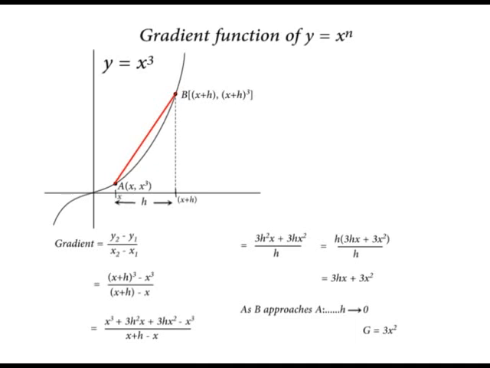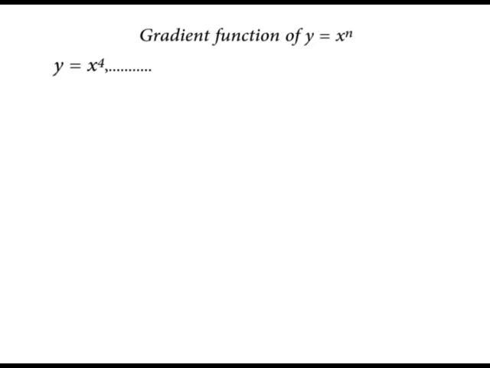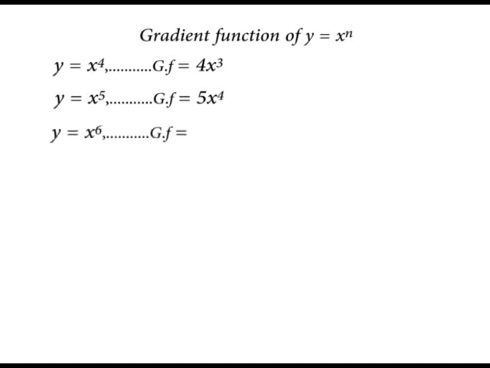If you keep increasing the power of x, say y is equal to x raised to power 4, you will have the gradient function of 4x to power 3. Y is equal to x raised to power 5, you shall have 5x raised to power 4. Y is equal to x raised to power 6, you shall have 6x raised to power 5. Y is equal to x raised to power 7, you shall have the gradient function 7x raised to power 6.